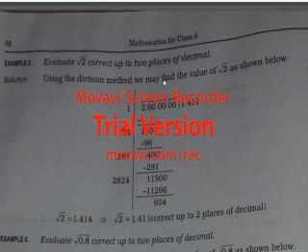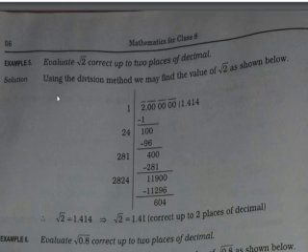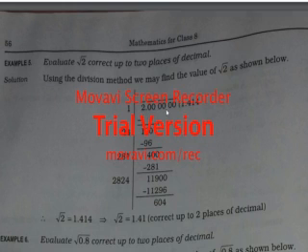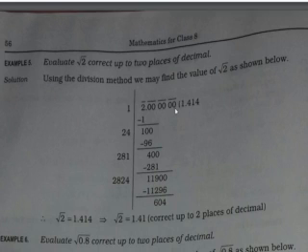Now if you see over here, it has been said evaluate root 2 correct up to 2 decimal places. So using the division method we may find root 2 as shown below. You can see 2.000060 it has been kept, because it has been said up to 2 decimal places. So when there are 6 numbers after the decimal, then we can find it up to 3 decimal places and we can round it up. So you can see over here it has been done.